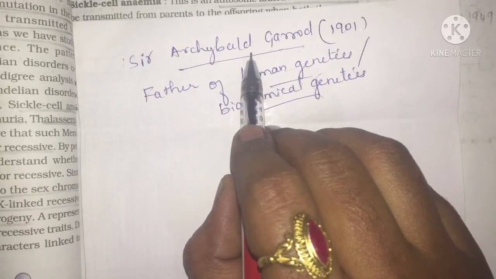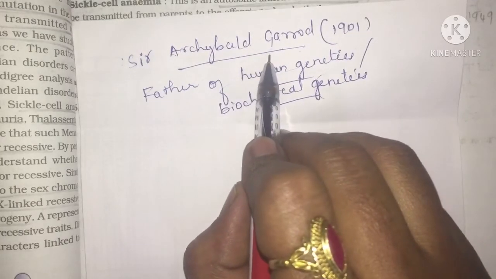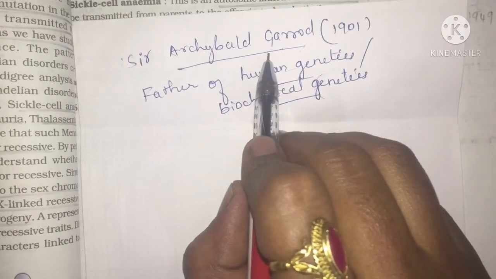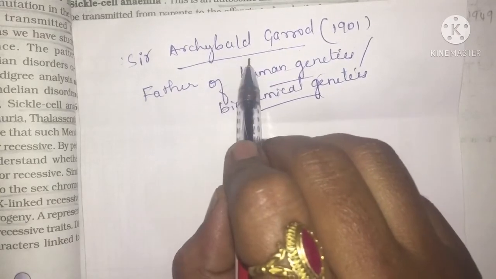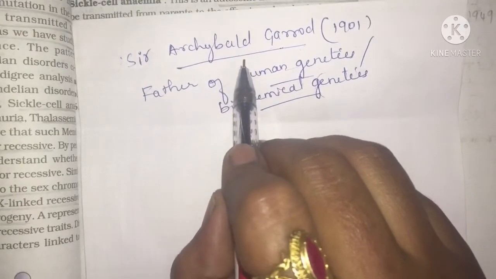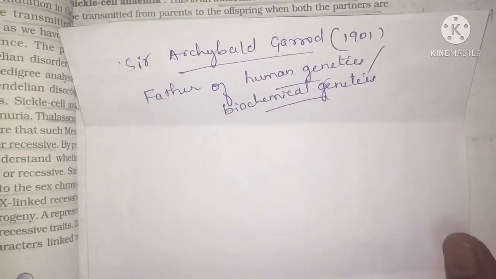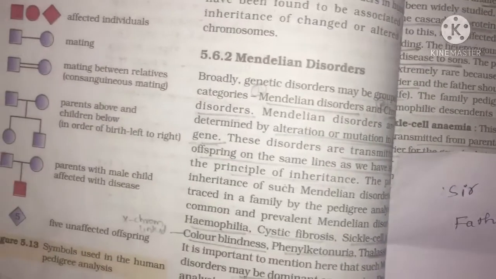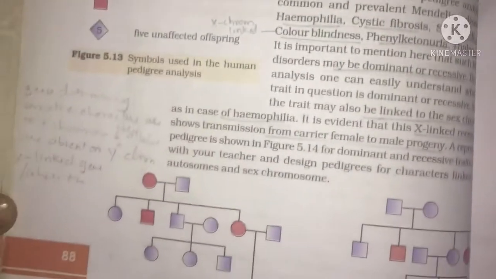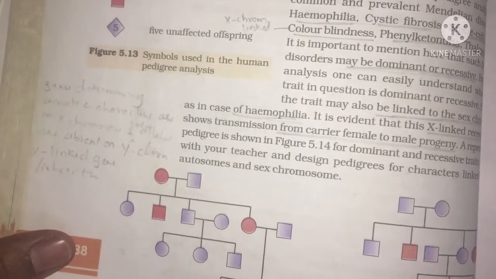Mendel had already explained how traits get inherited, but he didn't know about genes and other things. Archibald Garrod talked about it and mentioned some symbols which can be used to trace diseases. Those symbols you will find in your textbook on page number 88.